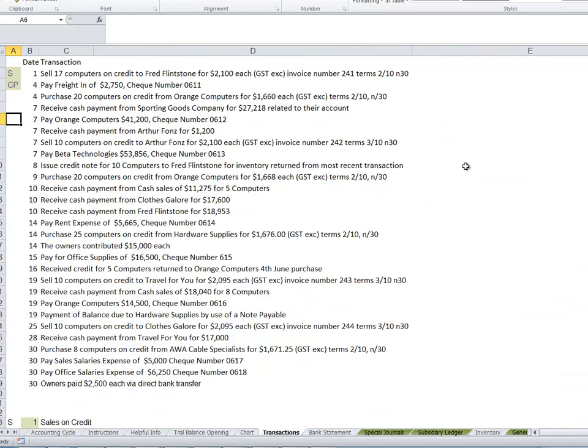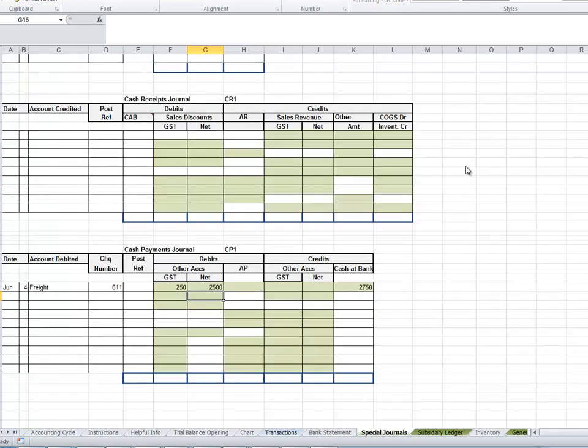Transaction: purchase 20 computers on credit from Orange Computers for $1,660 each. And their terms 2/10, net 30. So if we pay within 10 days, we get a 2% discount. Righto. Is this a sale on credit? No, this is a purchase. Yep, but is it a purchase on credit? Purchase 20 computers on credit. So this will be a P for Purchaser's Journal. Into the Purchaser's Journal.